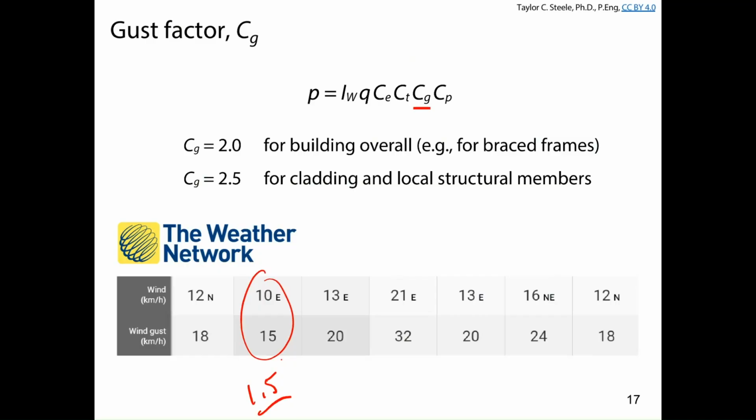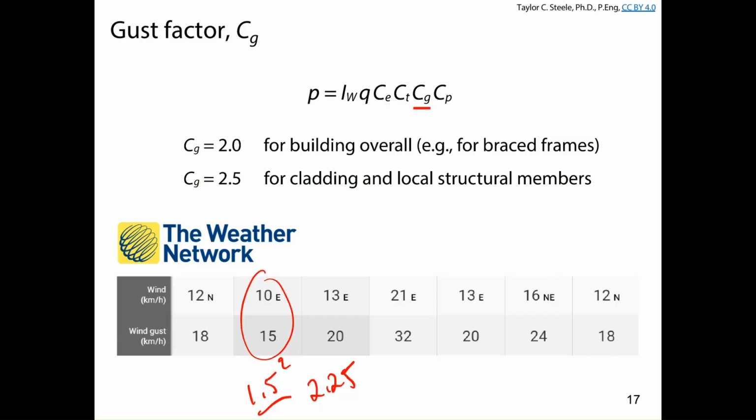They're going to be different depending on the relative velocity of the gust to the mean hourly wind speed. But for buildings, if we're looking at designing braces and brace frames, for example, we're going to be using a gust factor of 2. But if we're designing very localized things like windows, you might not know, but windows are actually usually pressure tested, especially in areas of high hurricane or tornado action, and they have to be able to resist and stay in the wall for a certain velocity. For local checks and local elements, we use 2.5, but for the building overall, we use 2.